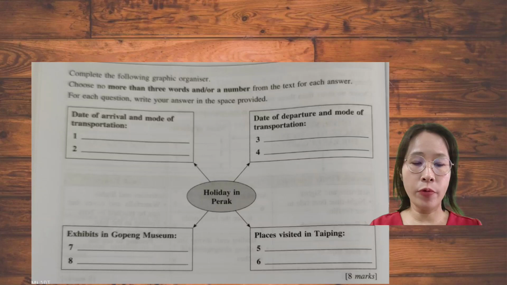Question number 3 and number 4: date of departure and mode of transportation. So that's the difference. One is arrival, another one is departure. Places visited in Taipei, question number 5 and number 6. And the last one, exhibits in Gopeng Museum, that's for number 7 and number 8.